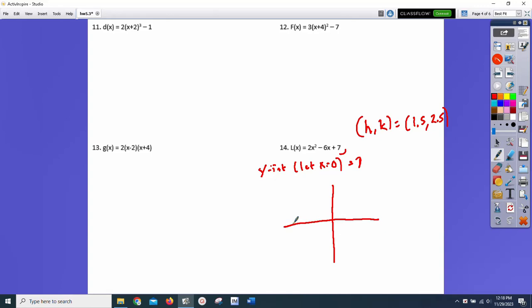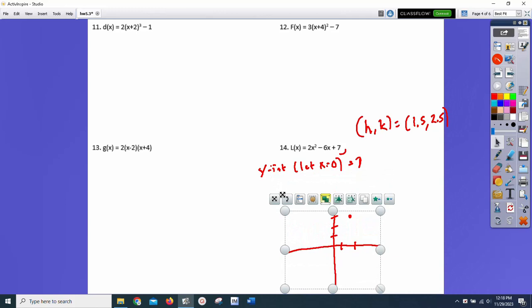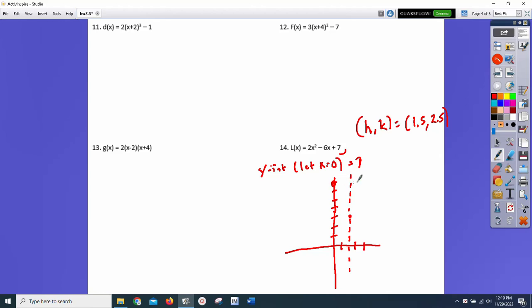So our vertex is at 1.5, 2.5. About right there. And I need to grab this and shift it. My y-intercept's at 7. 4, 5, 6, 7. Now, the vertex lies on the line of symmetry, and there's a point 1.5 to the right, so there must be another point 1.5 to the left. And there is my parabola.